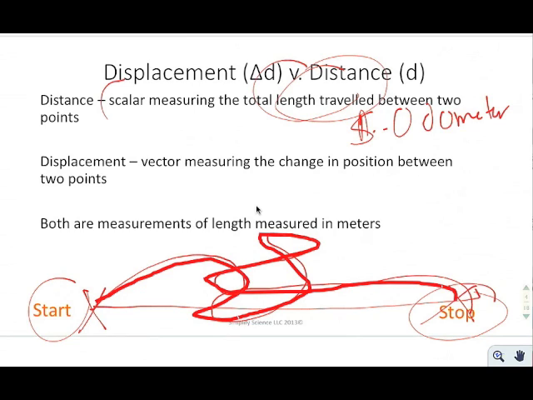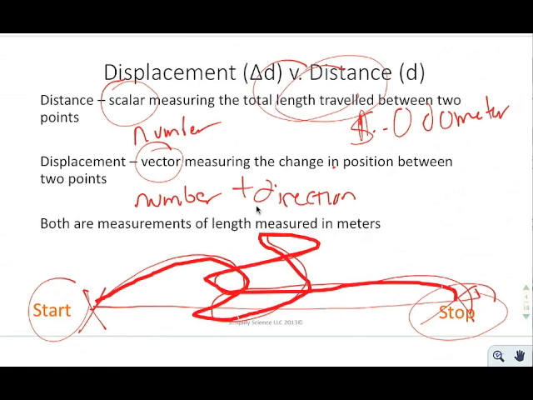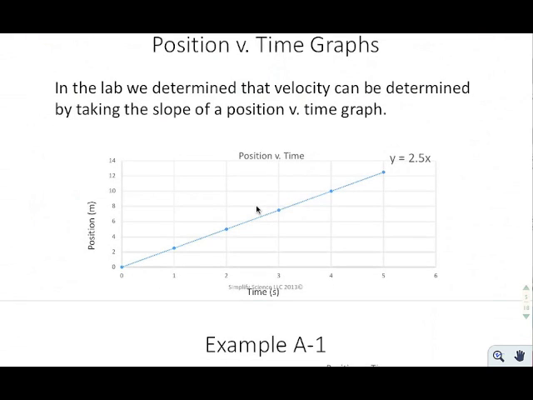Now, distance is a scalar, which means it's defined by a number only, where displacement is a vector, which means it needs a number and a direction. So it needs east, left, right, something along those lines in order to make it a true displacement. The reason distance is not a vector is because you can't say, I'm going up and to the right, and now I'm going down and to the right, and now I circled around. It doesn't make any sense. But displacement is a straight line between 2 points, which makes a lot of sense. Both of these are measurements of length, and they are measured in meters, so they do have some similarities.